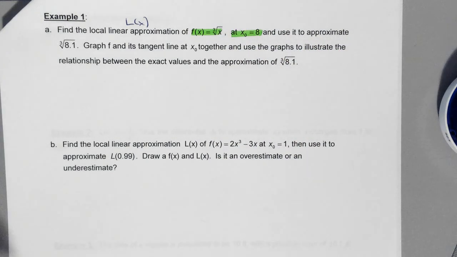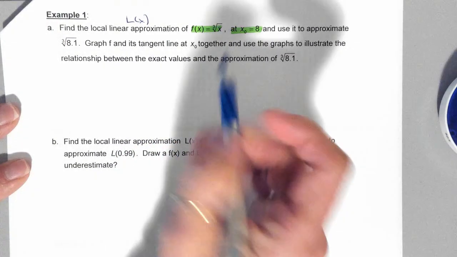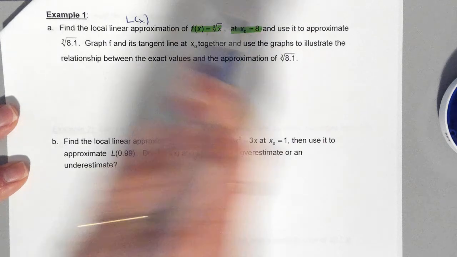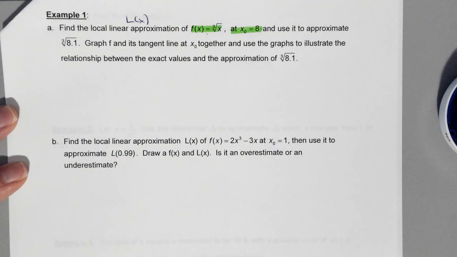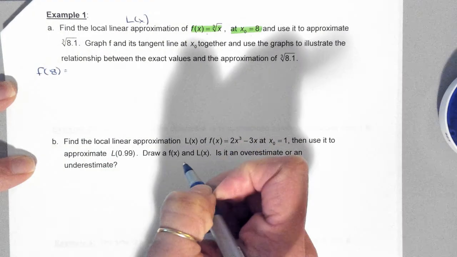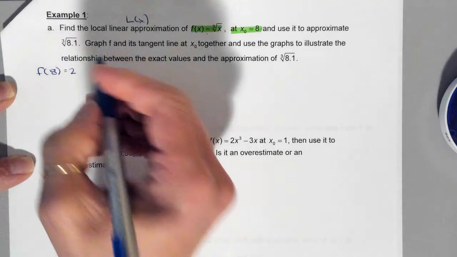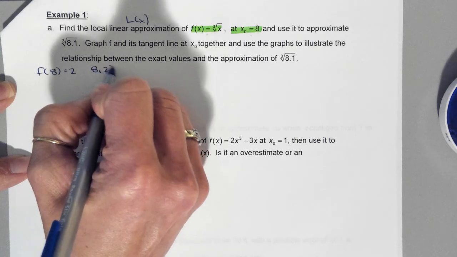And what we want to do is find an equation of a line that is tangent to the curve at 8 and use that formula to approximate the cube root of 8.1. So, in order to find an equation of a line that is tangent to this curve at x equals 8, what do I need? A point and a slope. So let's find the point. We want to evaluate f of 8. What's f of 8? It is 2. Right? Okay, so we have the point (8, 2).